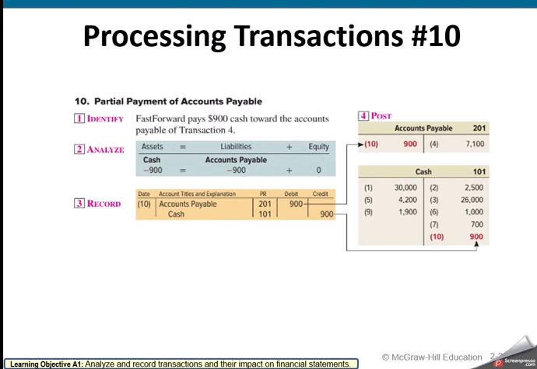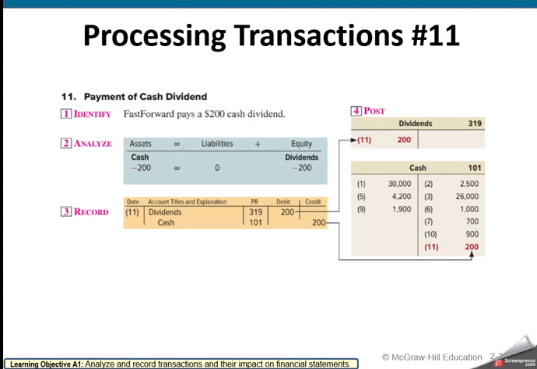We made a partial payment of our accounts payable. Cash goes down and accounts payable goes down. So to reduce cash, it's a credit. To reduce accounts payable, it's a debit. The regular balance of a liability is a credit. So to reduce it, we debit it. And then you can see as you look at the T account, this was our initial balance. We made a partial payment, so we reduced it, not completely, but it's going down.